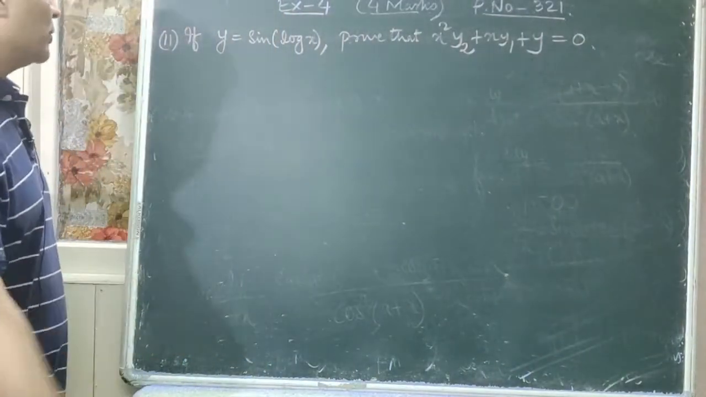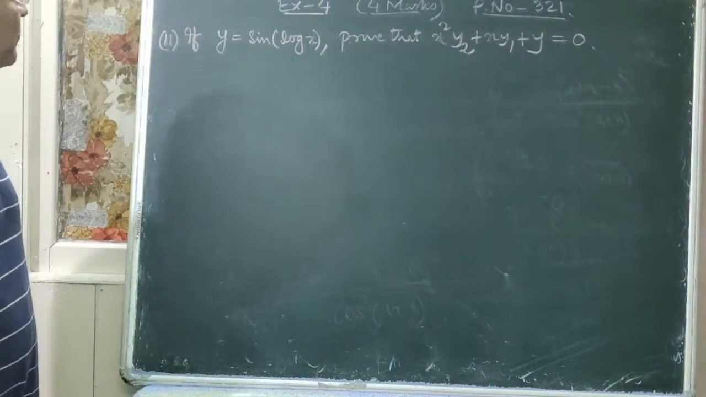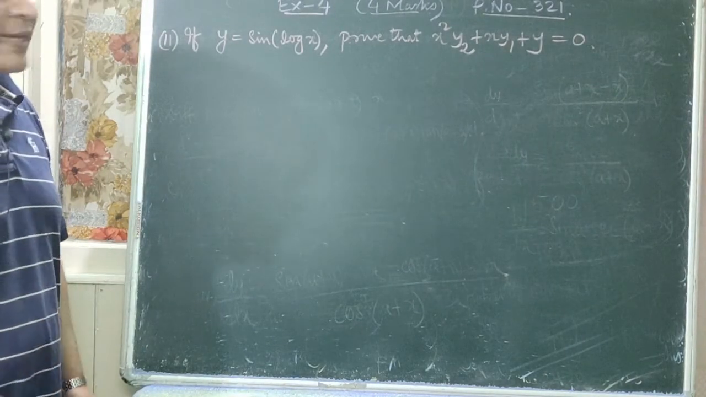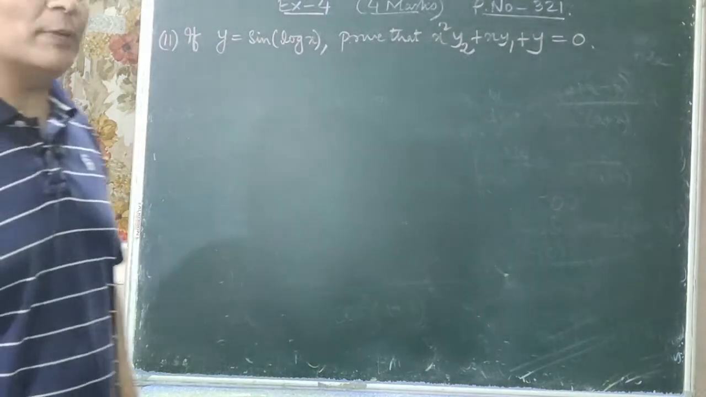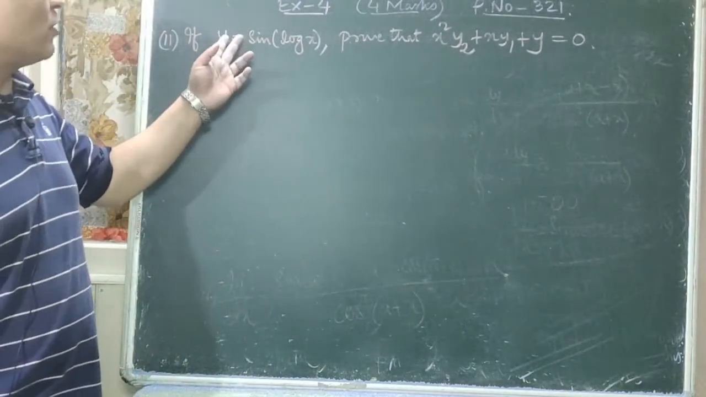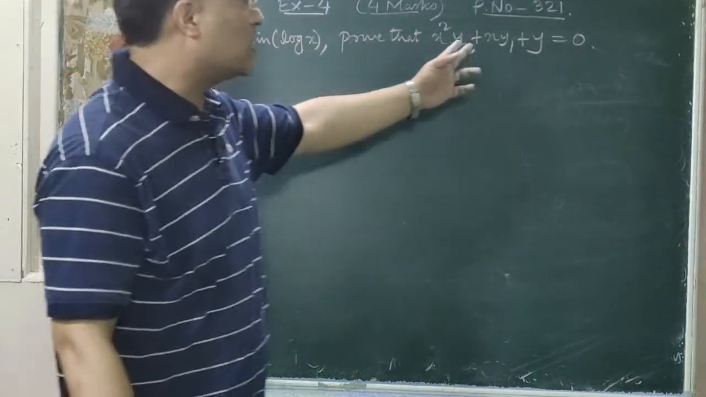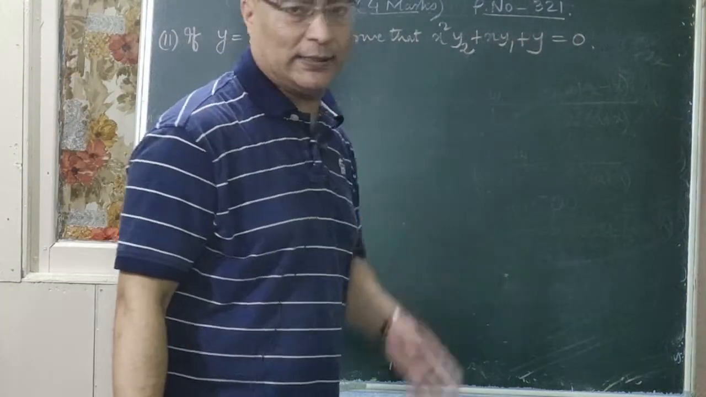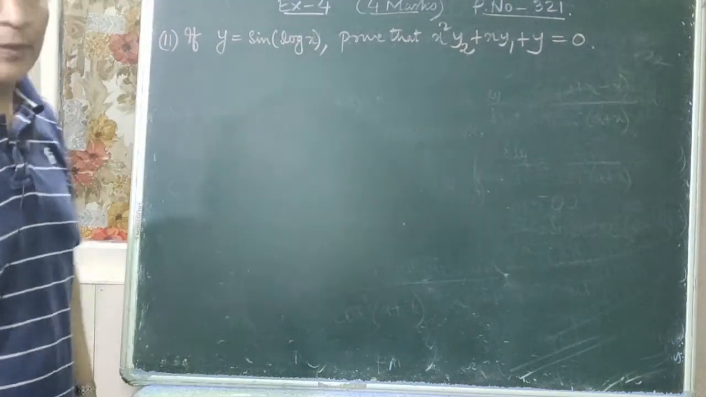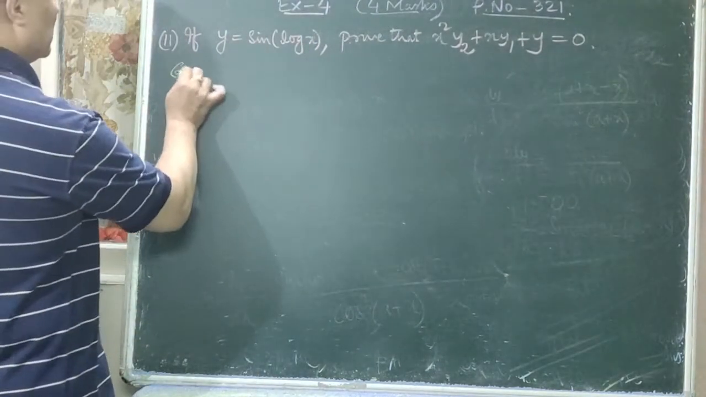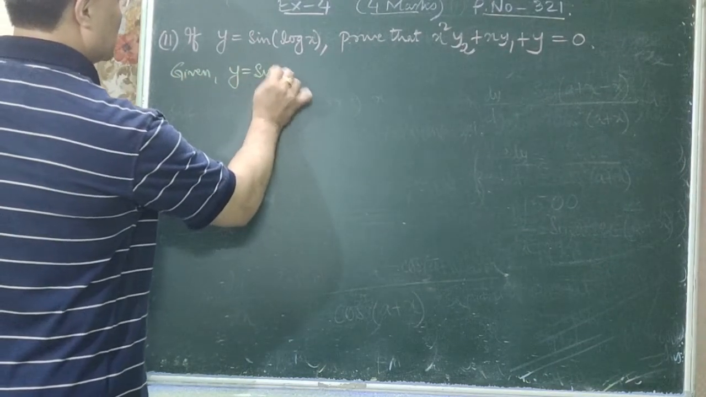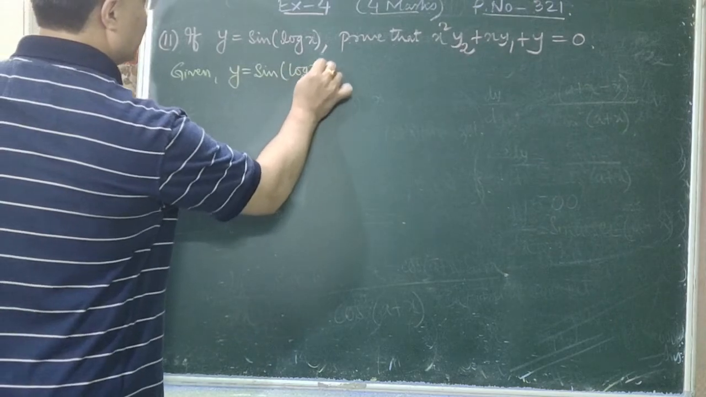So now we'll do the next question, that is question number 11. If y is equal to sine of log x, prove that x square y2 plus x y1 plus y is equal to 0. So from the given, you prove the relation between y1, y2 and y. So let us write down the given here. Here given is y is equal to sine of log x.